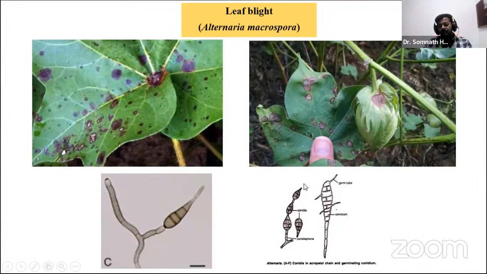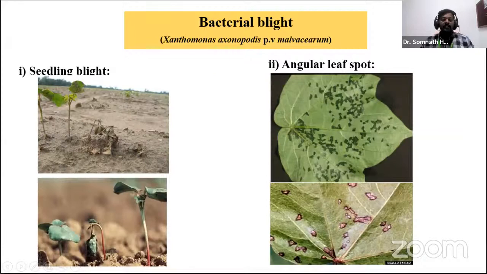Another important disease of cotton is bacterial blight. I'll just show the symptoms, I will not go into detail, otherwise it will be very monotonous and maybe boring for a few. You can read, and I will suggest books you can refer to for detail. Bacterial blight is caused by Xanthomonas axonopodis pv. malvacearum. It has four to five stages based on the symptoms and severity of the disease. First is seedling blight.